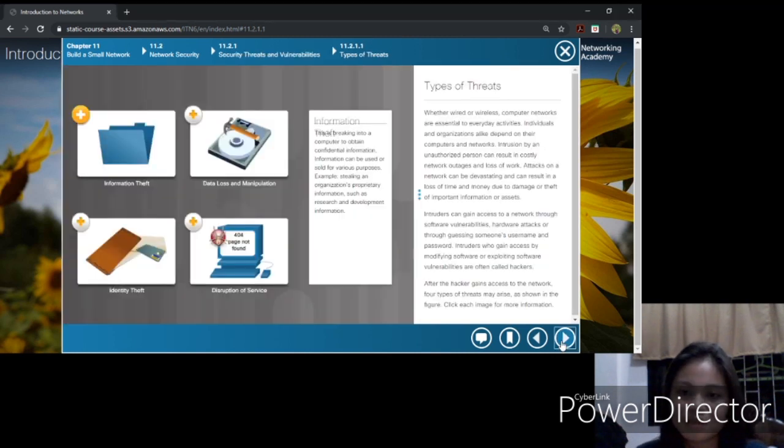Next are the types of threats. Individuals and organizations alike depend on their networks, and unauthorized persons can cause costly damage. So attacks on the network can be devastating and can result in loss of time and money, and damage. So there are software vulnerabilities and hardware attacks, as well as attacks through guessing someone's username and password.